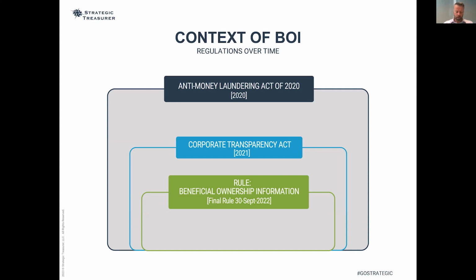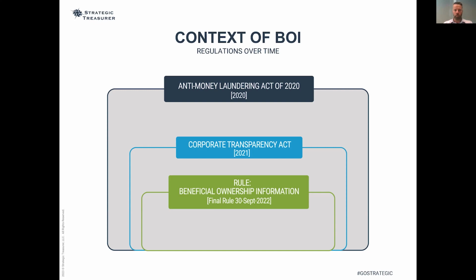Which leads us to the final rule of beneficial ownership that was put into place on September 30th of 2022. This final rule from the U.S. Department of Treasury implements the beneficial ownership reporting requirements of the Corporate Transparency Act. It requires certain entities organized or registered to conduct business in the United States to disclose identifying and beneficial ownership information, otherwise known as BOI, to the U.S. federal government. So that puts into perspective why we are here talking about this.